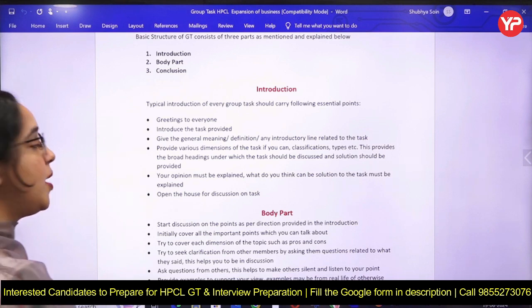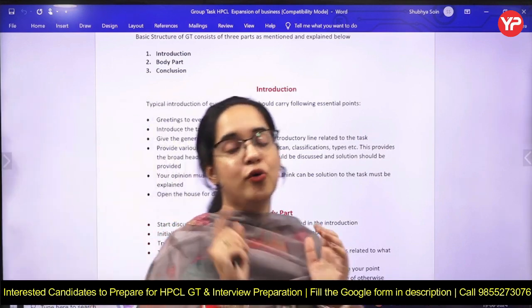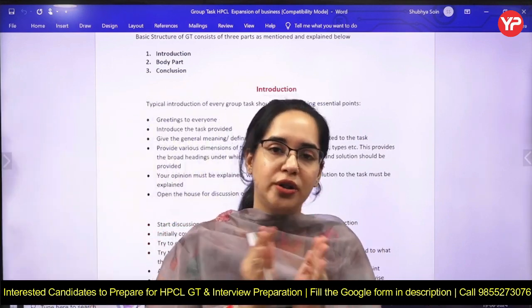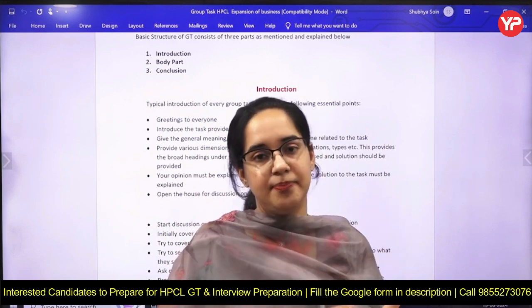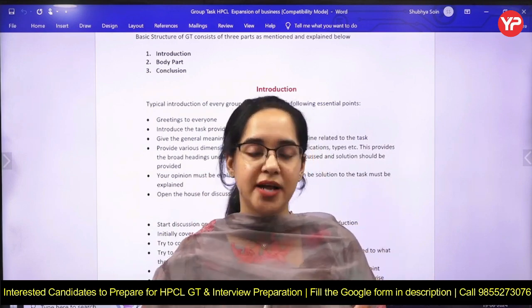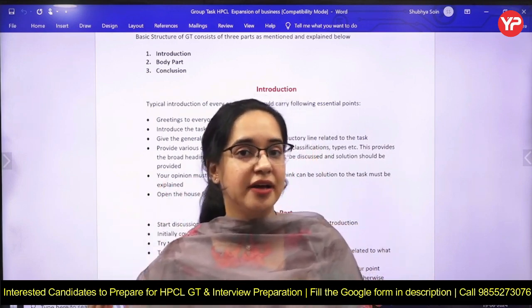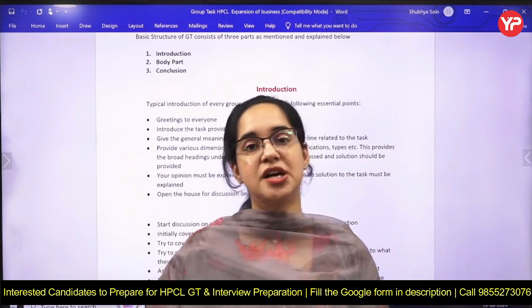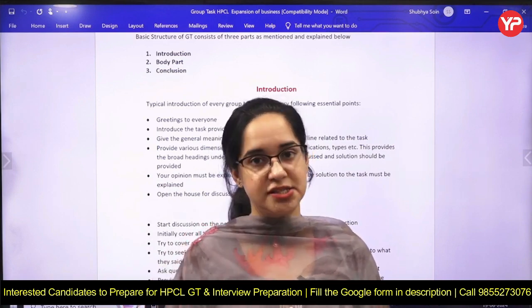Remember one thing, when you are explaining your own pointer, you don't have to give all the pointers which you have written at that time. You have to give one point at a time and let others also either agree or disagree with it. Then only does a discussion continue, and then only is a mutual consensus formalized for discussion on the task.